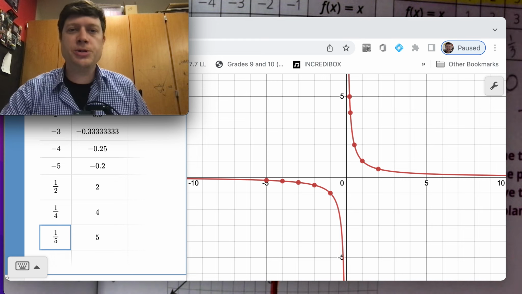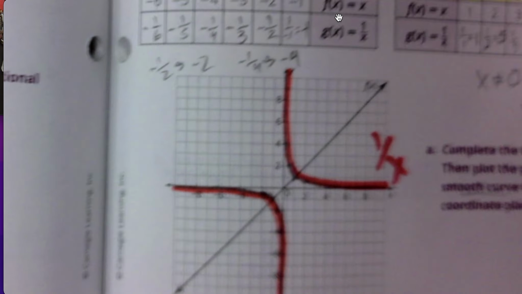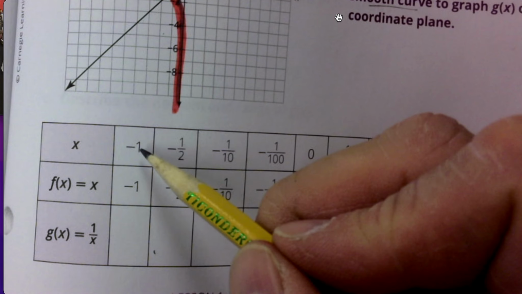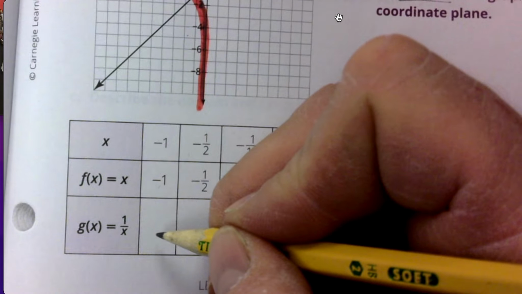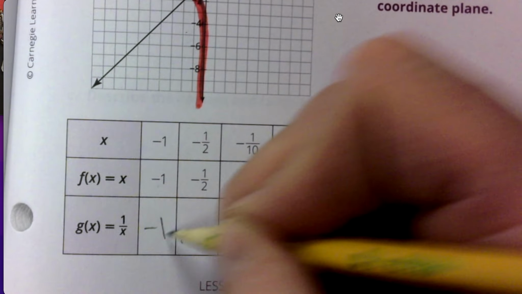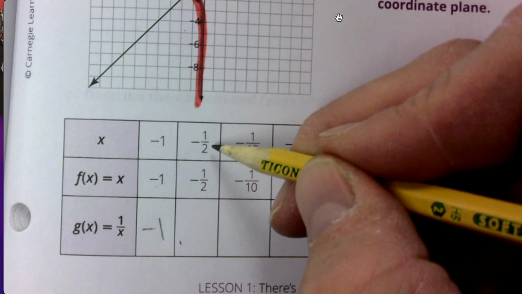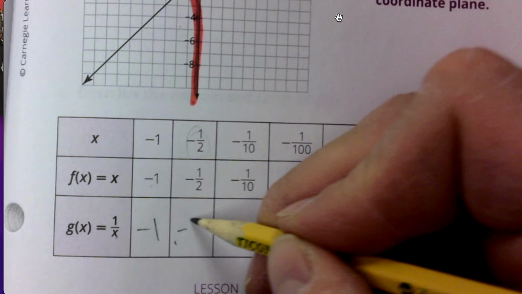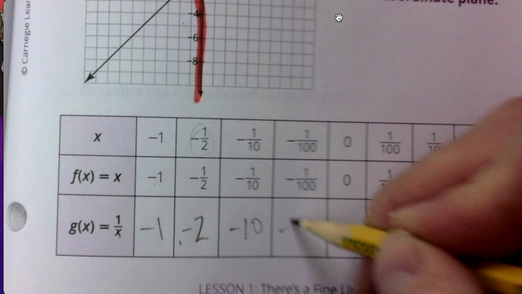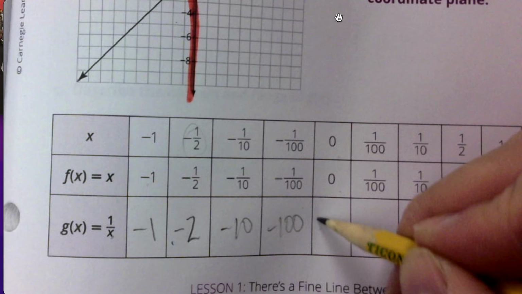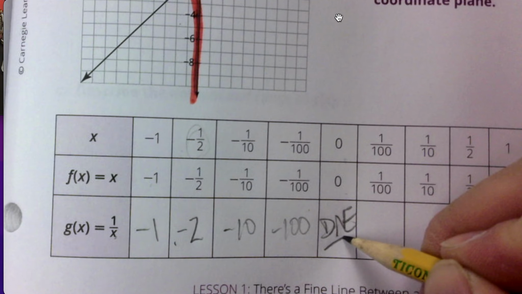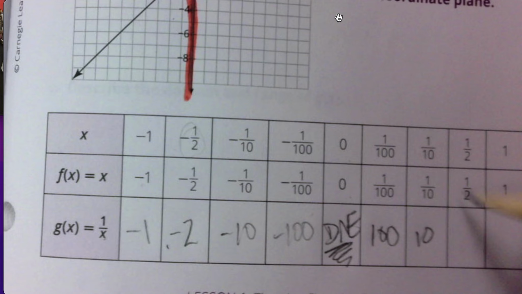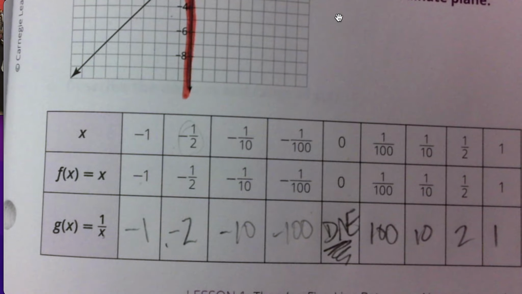All right, let's bring it to a close here for the concept of reciprocal functions. Let's fill out that table down at the bottom. We have the reciprocal of -1. Put it in the function. -1 over 1 over -1. -1. Put in -1/2. Put it on the bottom of the fraction. It flips. It's the reciprocal of the reciprocal, but it's still negative. -10, -100. Does not exist. D and E. Okay. Thought you'd get us there, huh? I see you. We see you. 10, 2, and 1. All right.